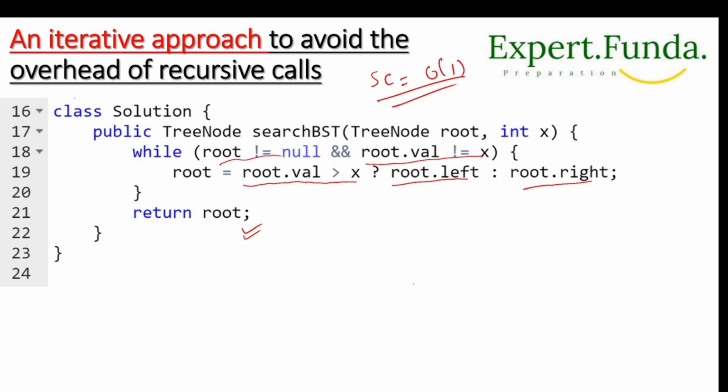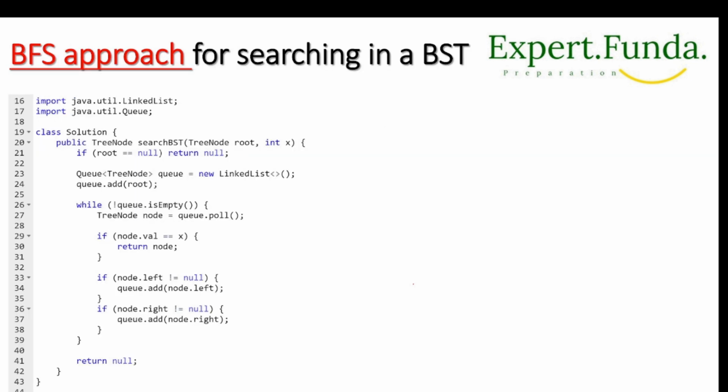So BFS would require additional space for a queue. Let's understand how we can do the BFS approach. In this approach, this is the base case: if root is equal to null, we return null. Other than that, we need additional space for a queue, because we have to implement BFS. So we take a queue of tree nodes and add the root onto the queue.